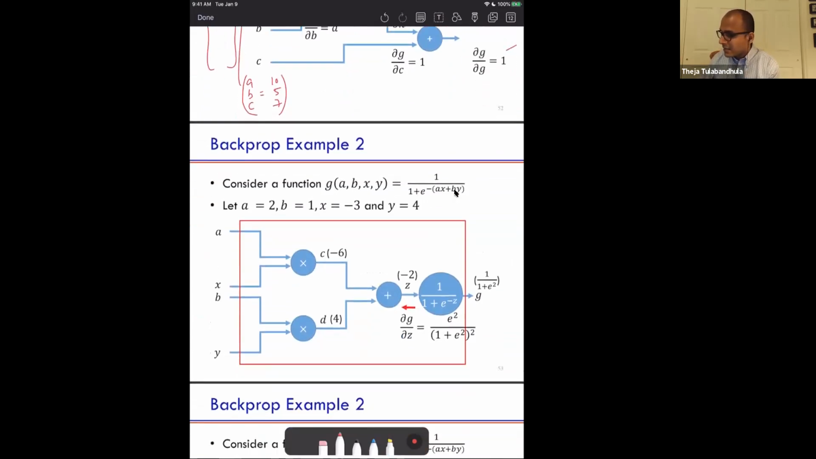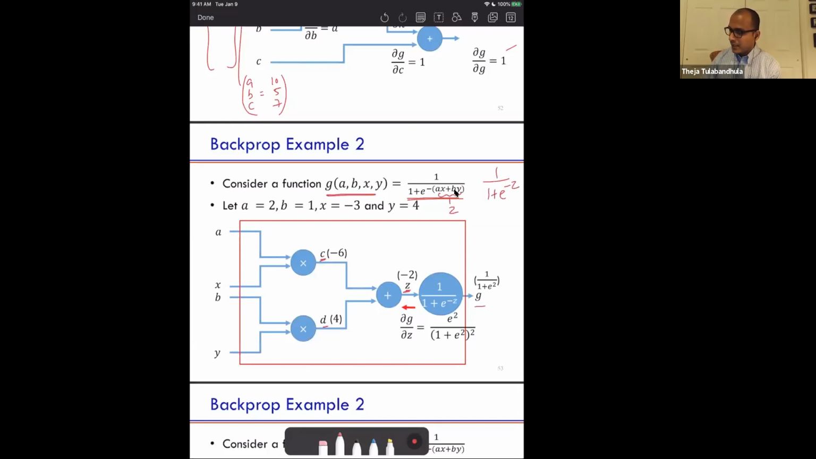This example seems a little more involved, but it's actually the same idea. Let's say G now has 4 inputs: A, B, X, and Y. First you take A and X and multiply them to get an intermediate value C. You take B and Y and multiply them to get an intermediate value D. Then you add them to get a value Z. Then you do what looks like a crazy transformation, 1 over 1 plus e to the power minus Z. That's the transformation to get G.